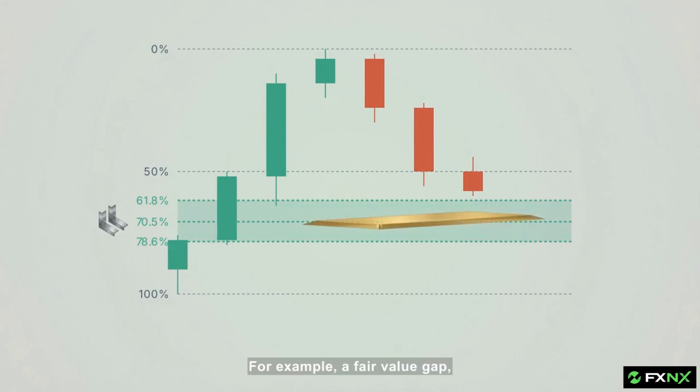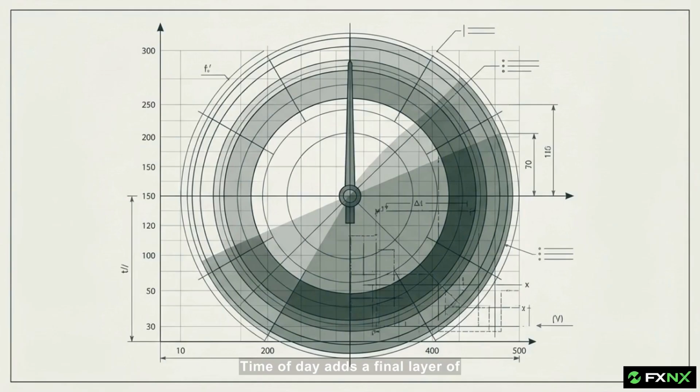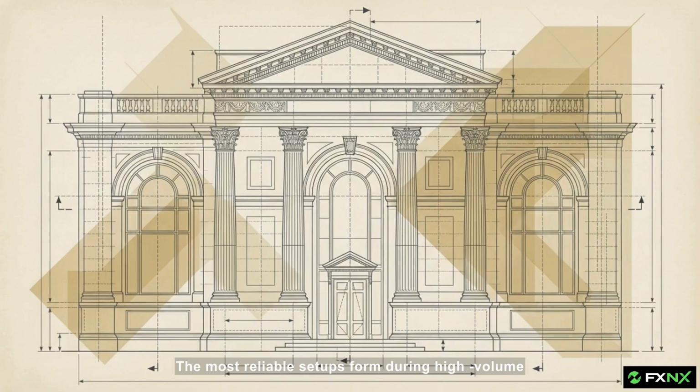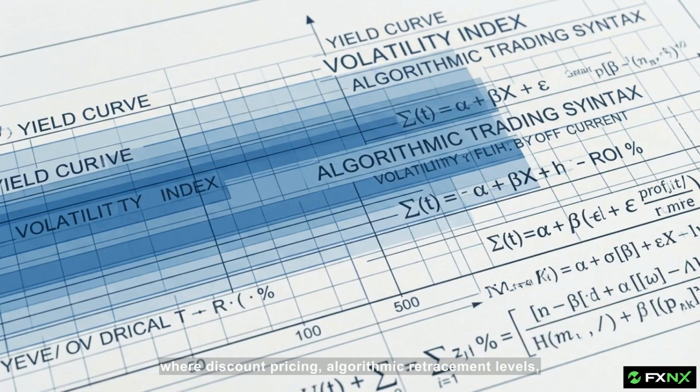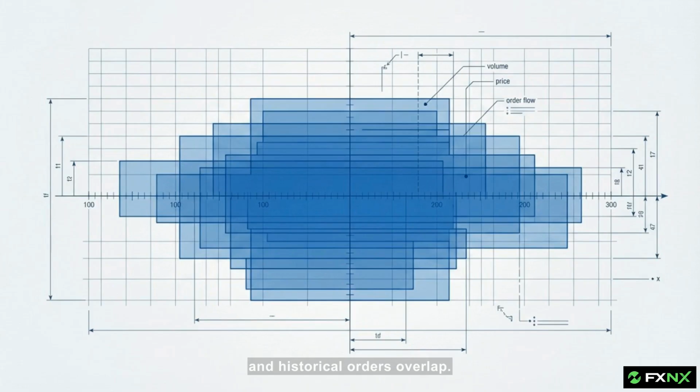For example, a fair value gap, a 3-candle pattern highlighting a price inefficiency, sitting perfectly between the 61.8 and 78.6% levels. Time of day adds a final layer of probability. The most reliable setups form during high-volume trading windows, like the New York Open. The OTE zone is simply a highly concentrated area where discount pricing, algorithmic retracement levels, and historical orders overlap.